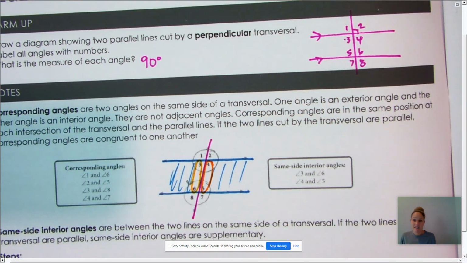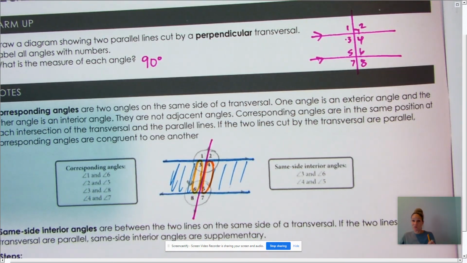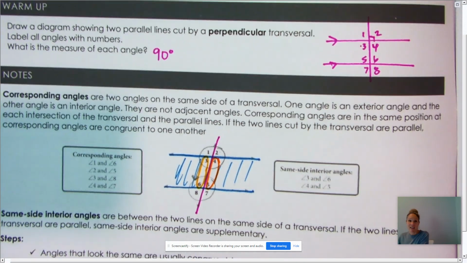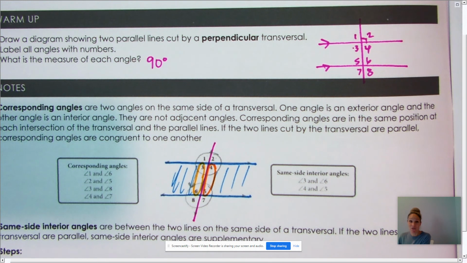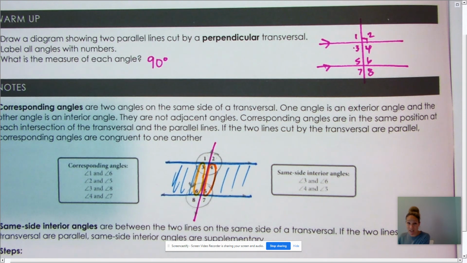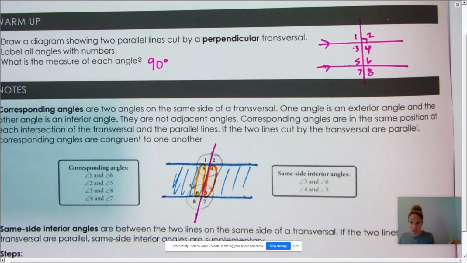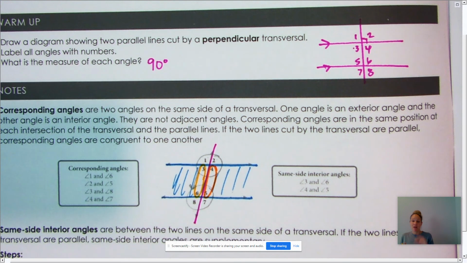They are supplementary. And so this is where alliteration is our friend, that same side interior angles are supplementary. Supplementary means if you add them up, they make 180. They're not equal to each other, but they add to make 180. Okay, all of our other relationships, congruent, right? But when we have same side, that's supplementary. Okay, hopefully you can remember that. If not, just look in your notes.